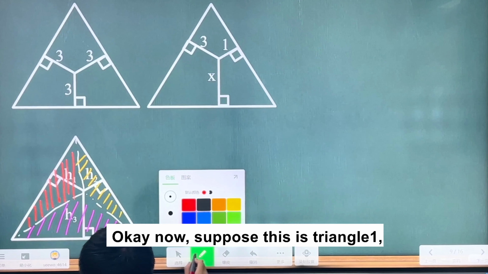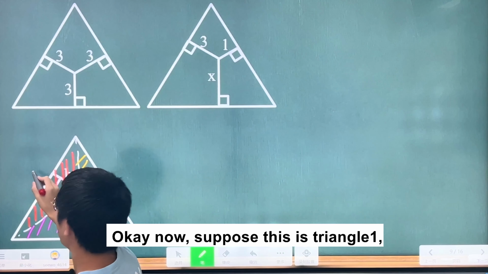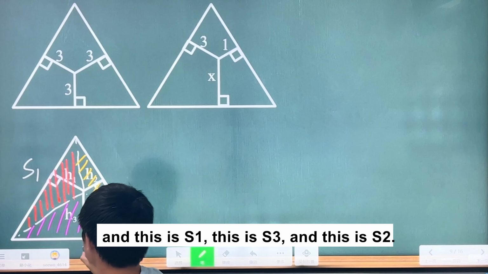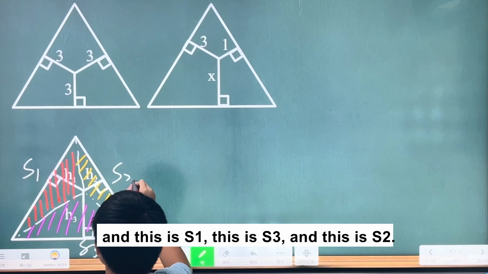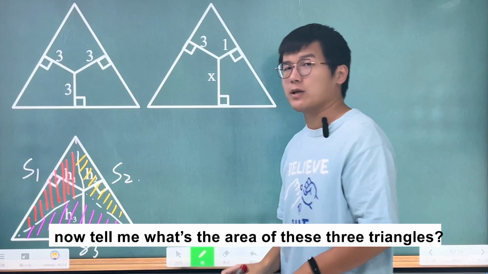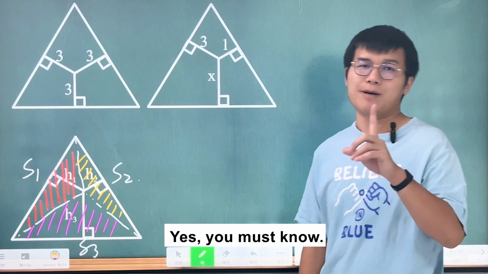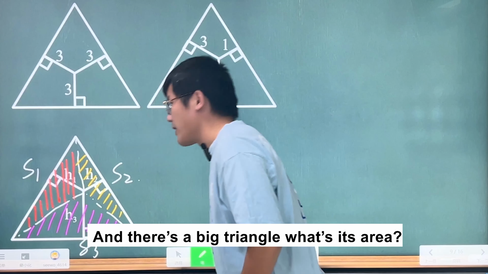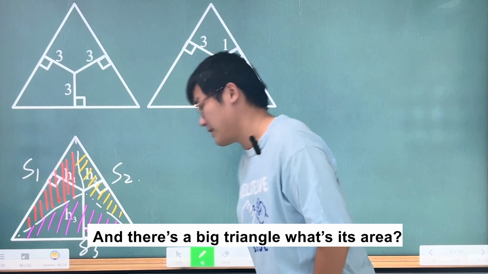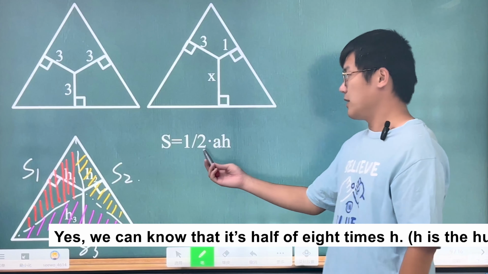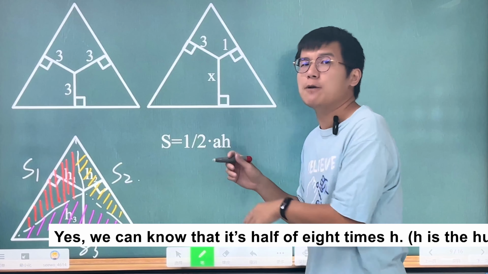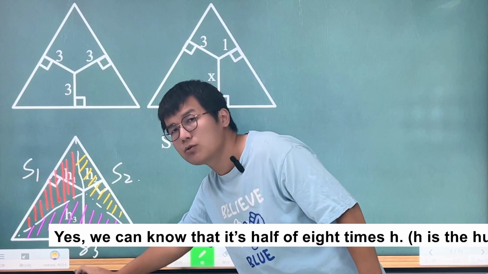Okay, now, suppose this is triangle 1. This is S1, this is S3, and this is S2. Now, tell me, what's the area of these 3 triangles? Yes, you must know. Okay, and there's a big triangle. What's its area? Yes, we can know that. It's half of A times H. H is the huge height.